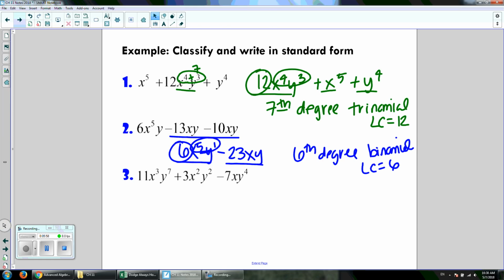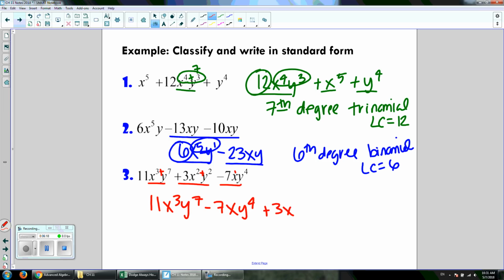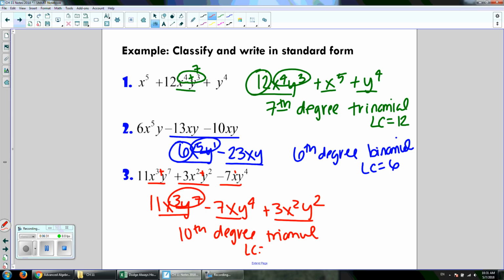Okay. And last but not least, number 3, again, thinking about if I have two variables in the same term, then I'm adding that. So that one's a 10, this one's a 4, and this one is a 5. So this is close to standard form, but not quite, because my negative 7xy to the 4th needs to be second. Okay, so then the 7 and the 3 here gives me a 10th degree. 3 things is a trinomial. And my leading coefficient is my 11 from out front. Okay, so there is our terminology for polynomials.